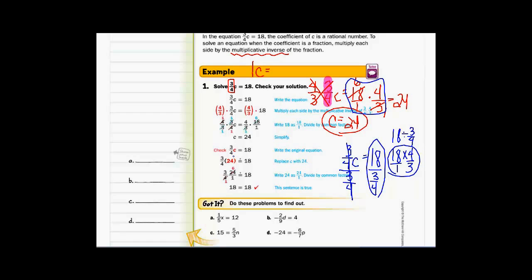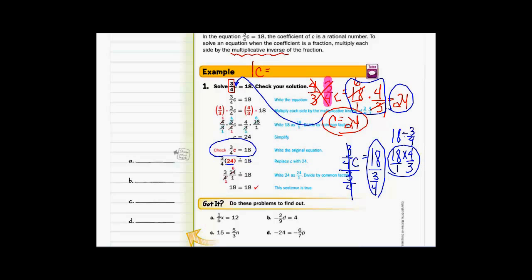All right, let's look. They talk about checking. Basically, on an equation, there's no excuse for ever getting one wrong, because you should be able to take our answer of 24 and put it back in. If C equals 24, put it back in right there for C, which is what they're doing. So I would say 3/4 C, so 3/4 times the value I found for C, should equal 18. If it does, my answer is right. If it doesn't, then I know I need to go back and fix something.